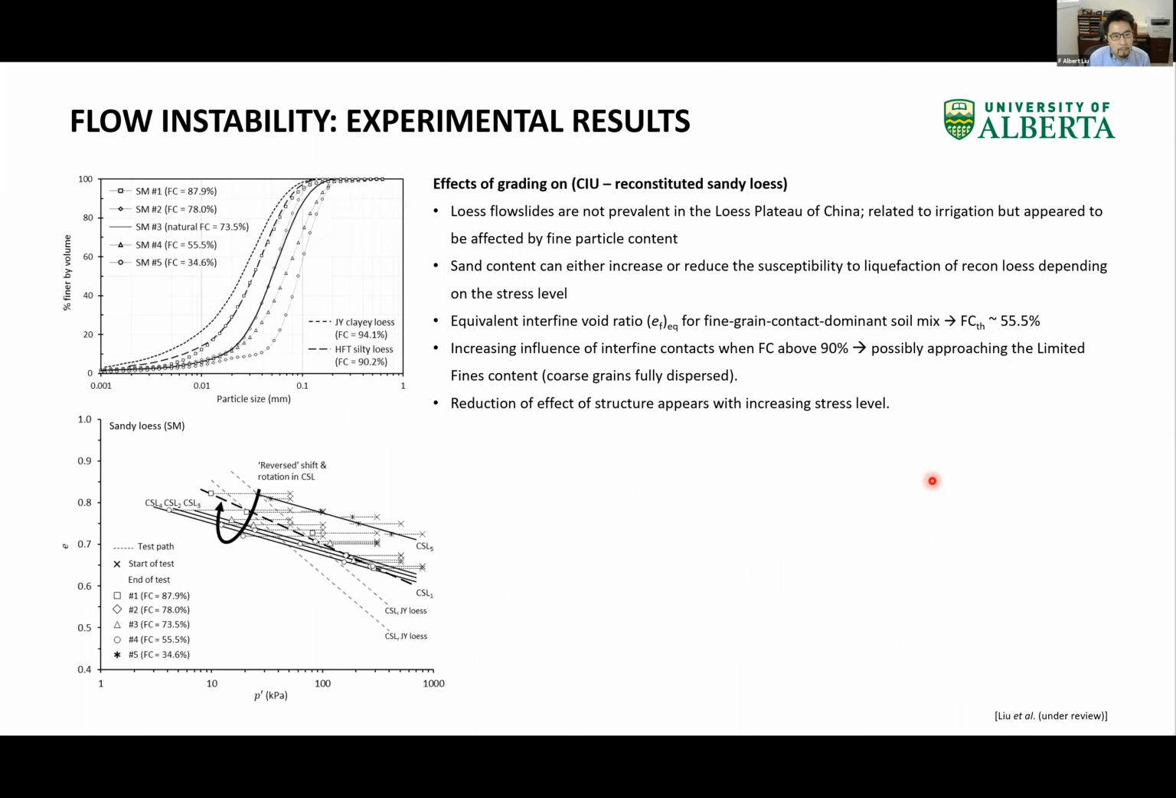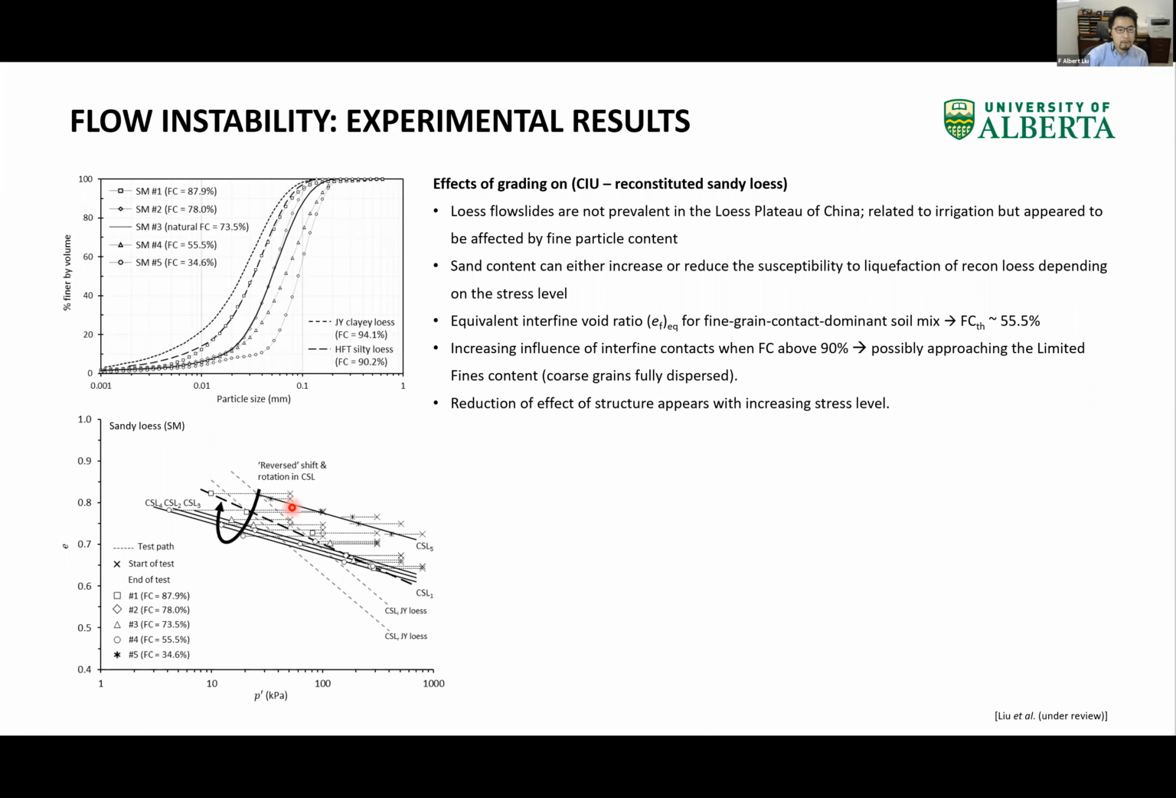So here, I just want to quickly talk about the effect of grading on the flow instability. Here we use the sandy loess in the reconstituted state, and we mixed it with different fines content. And what we find is a parallel shift of the critical state lines downwards as you increase the fines content, and they start to rotate as you continue to increase the fines content.